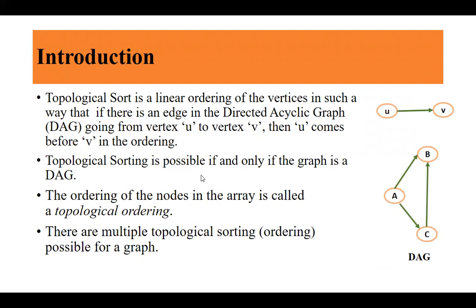Okay, so topological sort is a linear ordering of vertices in such a way that if there is an edge in the directed acyclic graph, we call it a DAG, right? Going from vertex U to V, then U comes before V in the ordering. If you say U is an activity, V is an activity, and there is an arrow going from U to V, that means the activity U should be completed before you start the activity V. Topological sorting is possible if and only if the graph is directed and acyclic.